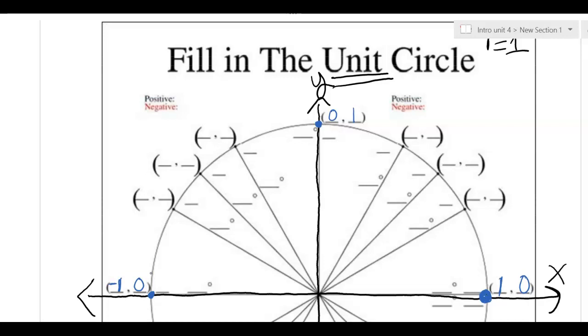So mathematicians, when they designed this, had to decide, here's where we're going to call 0. Like they had to make the beginning. So the positive x-axis is the beginning. So this right here is your 0 degree location. Okay, so everything is measured from here, and we tend to go counterclockwise around the circle.